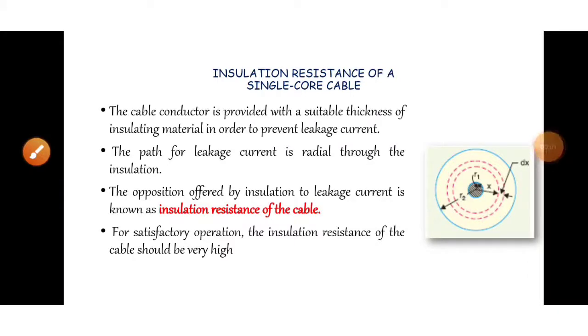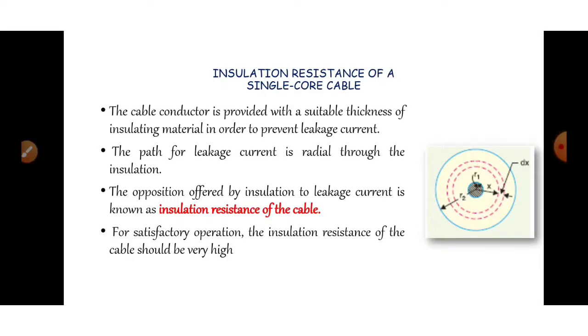Hello students, next topic is insulation resistance of a single core cable. In order to prevent the leakage current flowing through the cable, insulator with suitable thickness should be provided around a cable, and the path for leakage current is radial through the insulation. And insulation resistance of a single core cable is nothing but the opposition offered by insulation to leakage current.